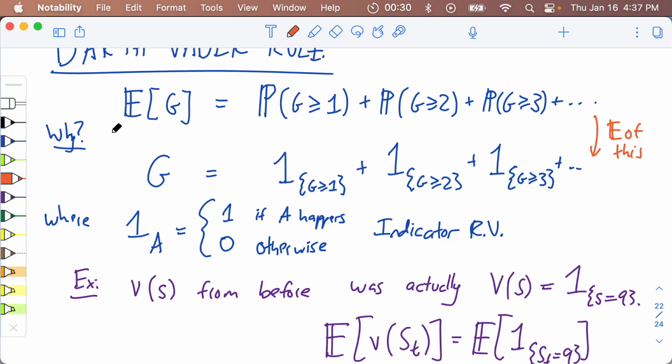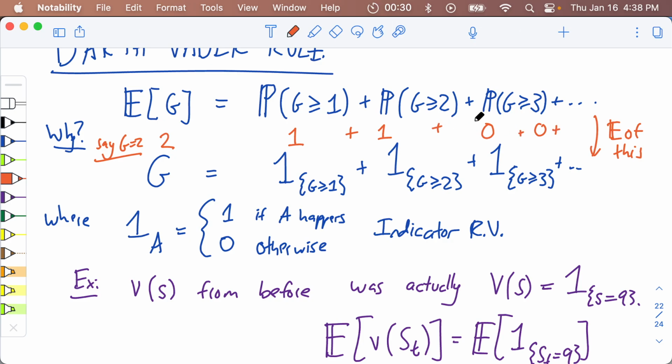Okay, why is this crazy thing true? Maybe there's a question first. Okay, let's do an example. Let's pretend g equals 2. So when g equals 2, on the left-hand side you have 2. What do you have on the right-hand side? You've got to add up the indicators. Well, is g bigger than or equal to 1? Yes, it's 2. So this one's equal to 1. Is g greater than or equal to 2? Yes. So that's a 1. Is g greater than or equal to 3? No. So you get a 0 here. And in fact, all the other ones will be 0 as well.